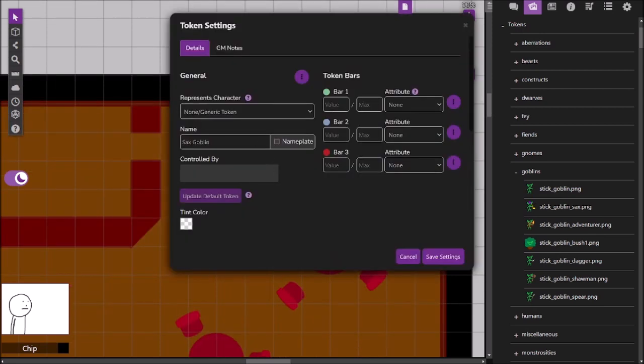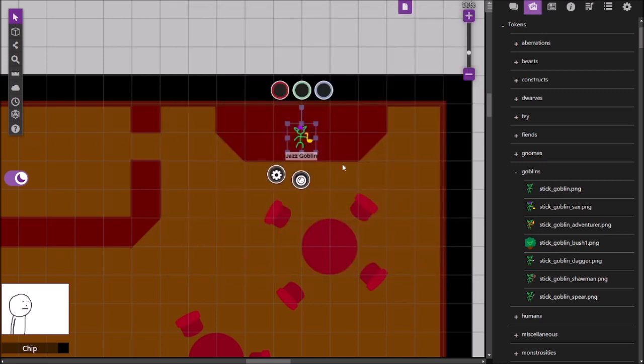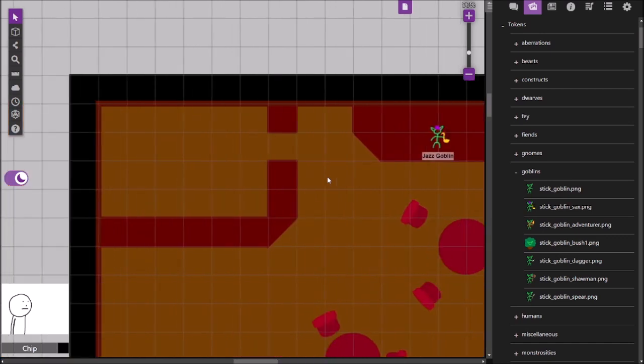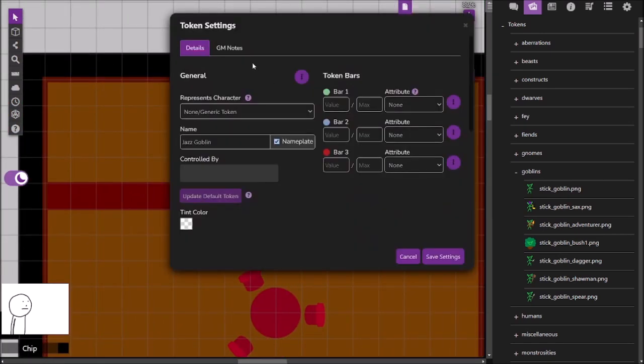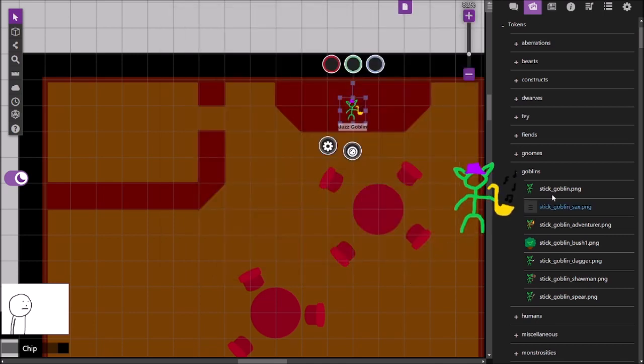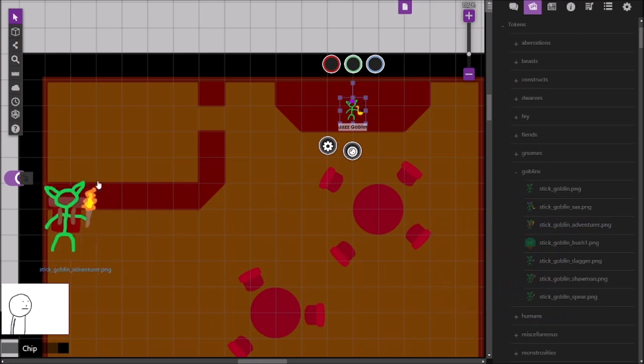Basically just a goblin bard, has all the same spells, the same stats, basically everything to do with a normal bard. Let's call him the jazz goblin, that's a bit better. There we are. And he just kind of stands here and plays jazz. He only does anything if the other guy is attacked. And the other guy is going to be, I have him called Goblin Adventurer.